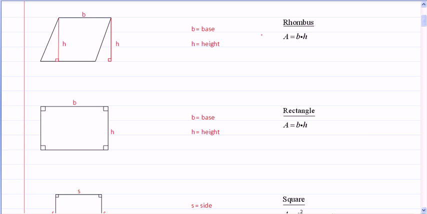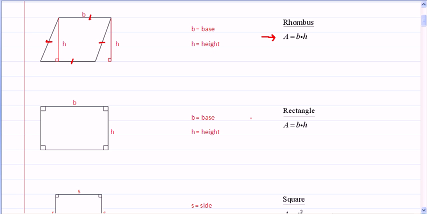The next type of quadrilateral is a rhombus, and the formula for area is the same. Area equals base times height. Since in a rhombus all four sides are equal, it doesn't matter which of these lengths is your base, but your height has to be the perpendicular distance between two opposite sides.